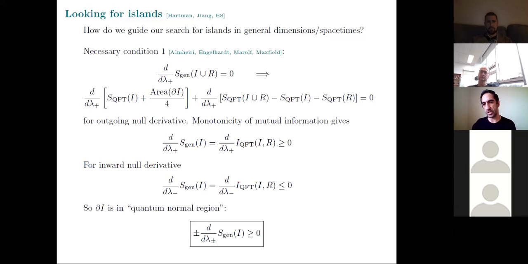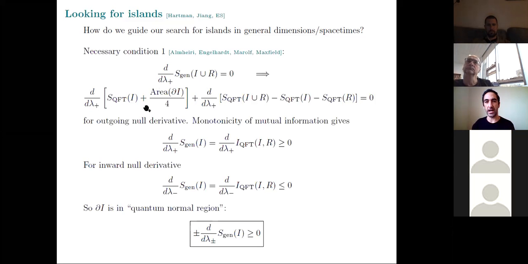And there's some necessary conditions you could write down. There's one necessary condition which actually first appeared in this paper that I already referred to, and it just comes from the extremization condition. Okay, the extremization condition says that you want to extremize the generalized entropy on I union R. Lambda plus is just an outgoing null derivative, so this is just one of the extremizations that has to be true. You can rewrite this equation pretty simply.